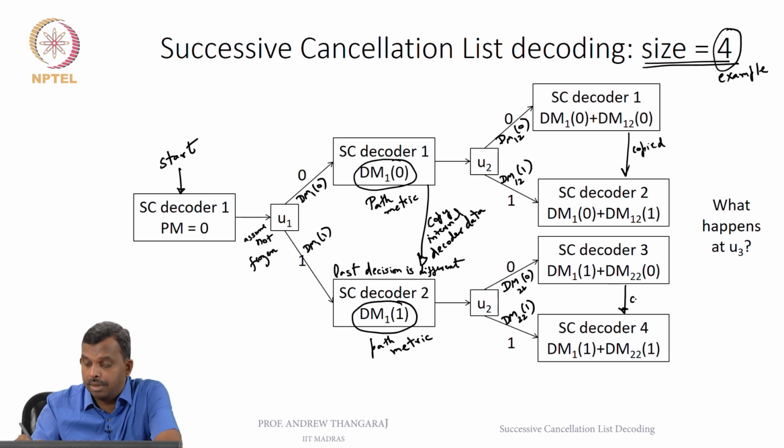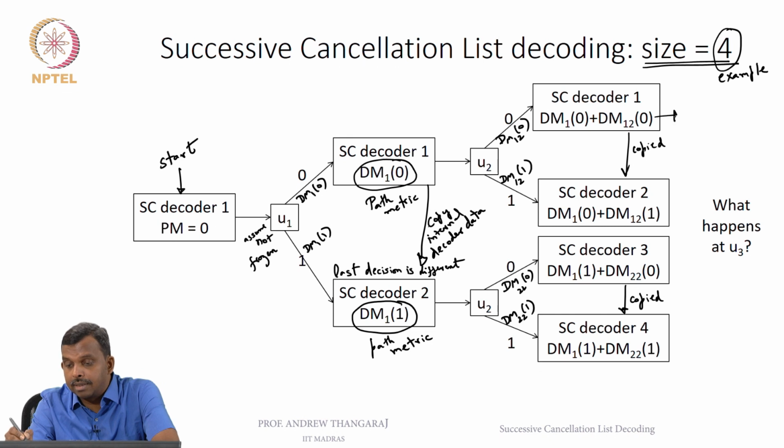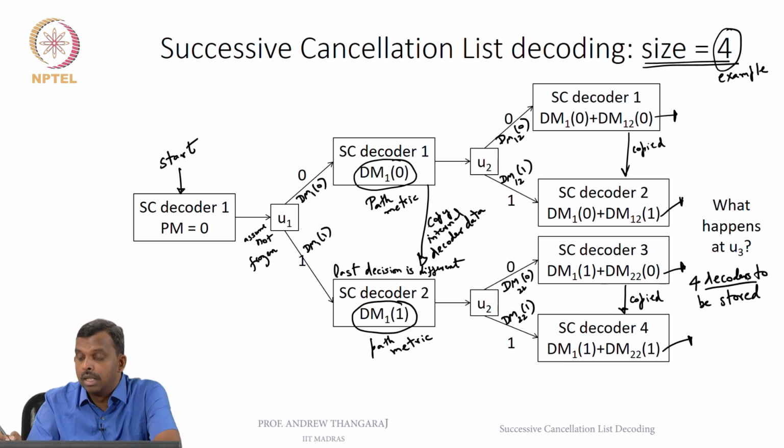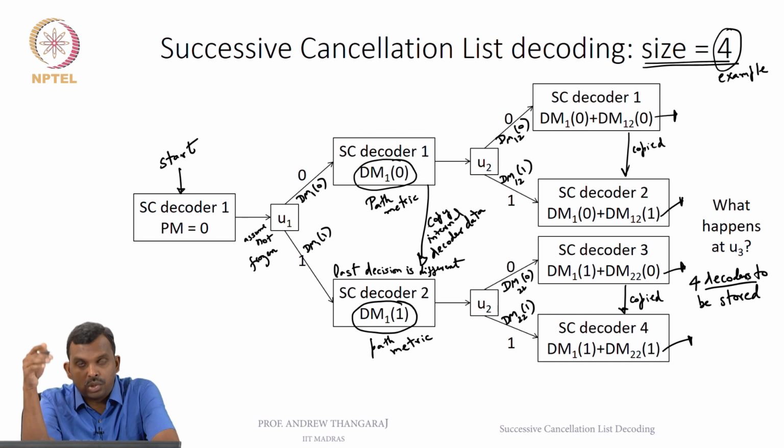These are all copies. So, you will copy the first decoder to get the second decoder, which will be renamed as the third decoder, and you will copy it to get the fourth decoder. Remember, these 4 path metrics have to be maintained, and 4 decoders have to be maintained and stored. When I say decoders are stored, all the internal information, the L values that are flowing from the top to bottom, the U cap values that are flowing from bottom to top, and the states have to be copied and retained in these 4 decoders.